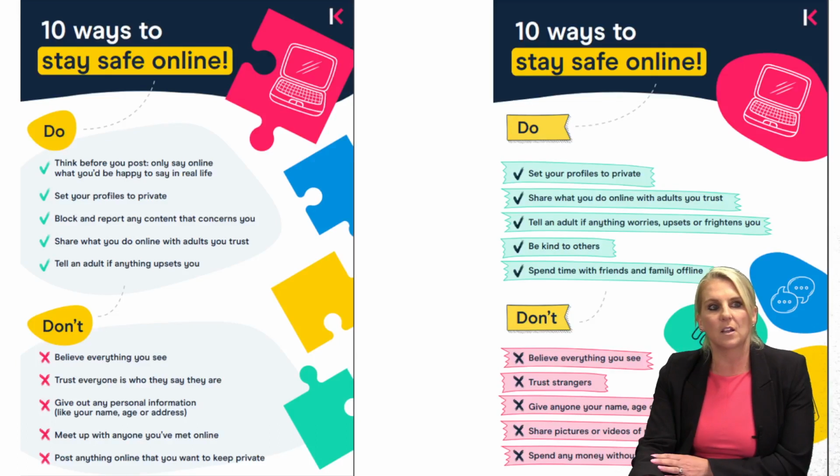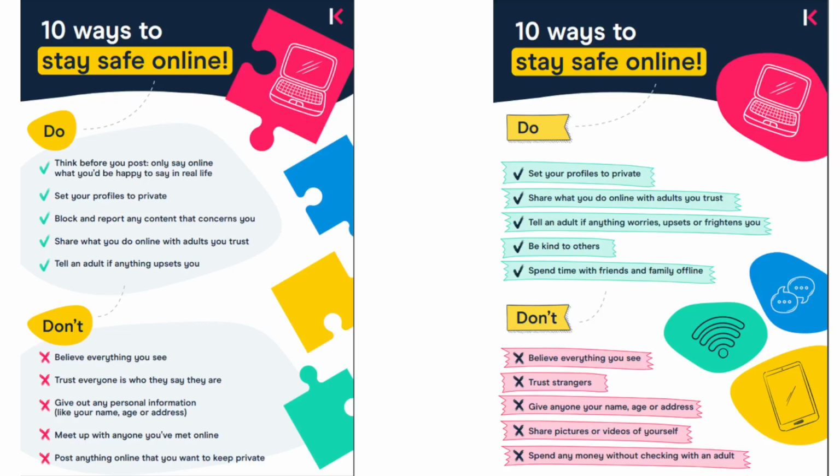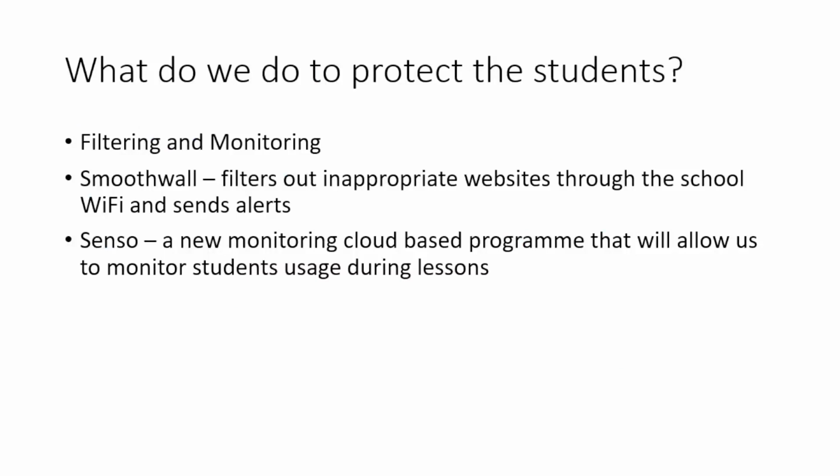So these are a couple of examples of the posters that are around the school site. There's one in every classroom or tutor room, and also displayed in central areas around school. And they're age appropriate as well. So we have our secondary school posters and our primary school posters, which use language which the children are aware of. These have been very carefully gone through with tutors and class teachers, to ensure that our pupils are aware of how they can help themselves to stay safe online.